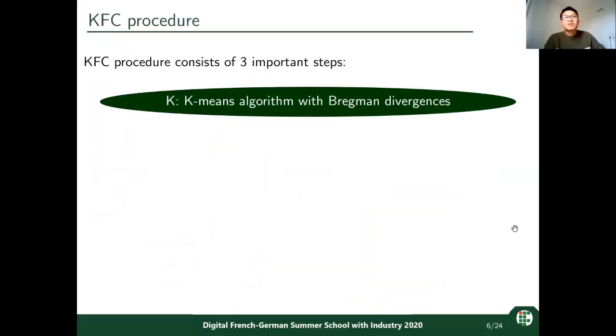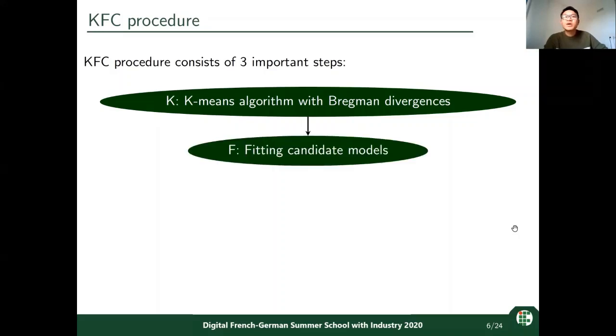Under all these assumptions, we propose this three-step procedure, which is the KFC procedure. It consists of three important steps. The first one is the K step, which is K-means with Bregman divergences. The goal is to approximate the clustering structure of the input data using several dissimilarity measures, and each of them will lead to a specific partitioning structure of our input data.